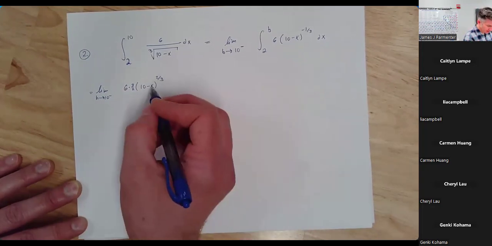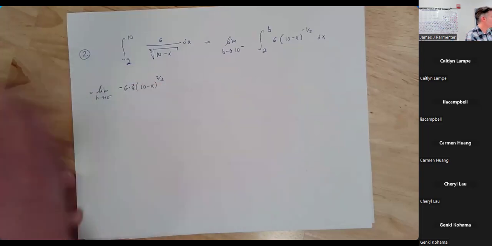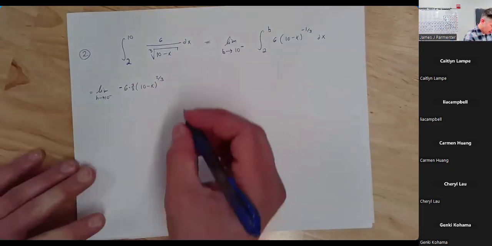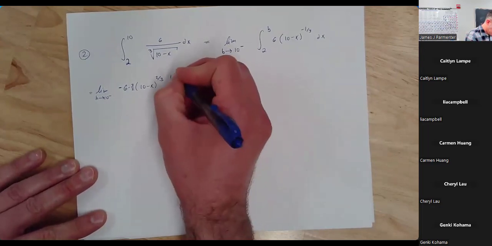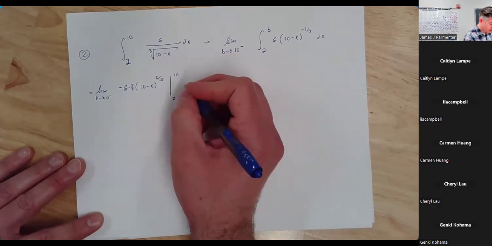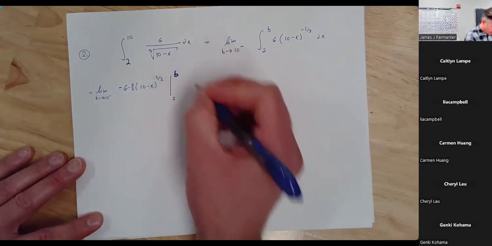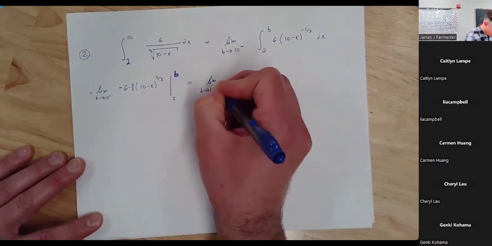Yes, -1, because the coefficient of x here is -1. I'm just going to put the negative out in front though, because dividing by -1 is equivalent to multiplying by -1. And then we would have the limits from 2 to 10. Sorry, from 2 to where? 2 to b. And then we plug in, we get the limit as b approaches 10 from the left.